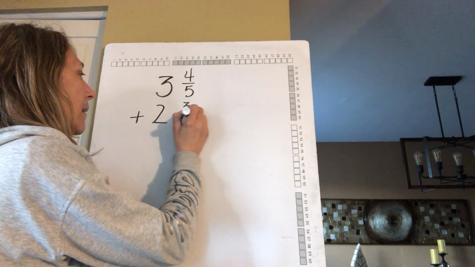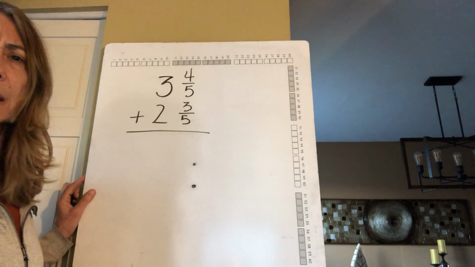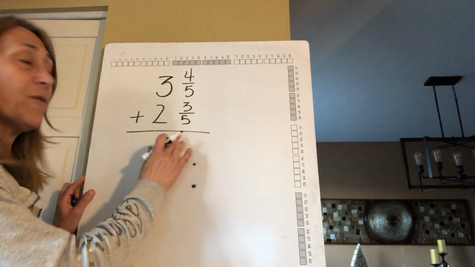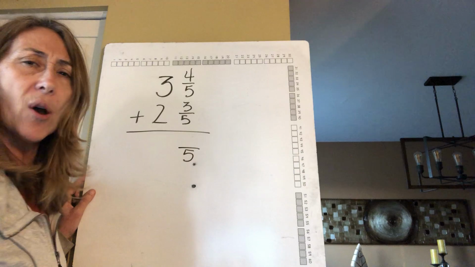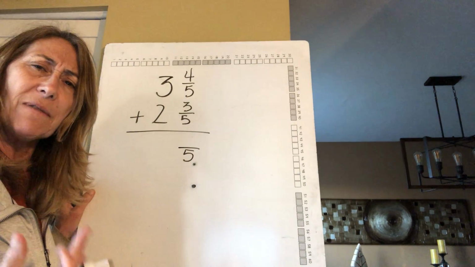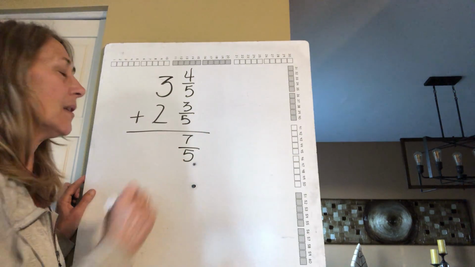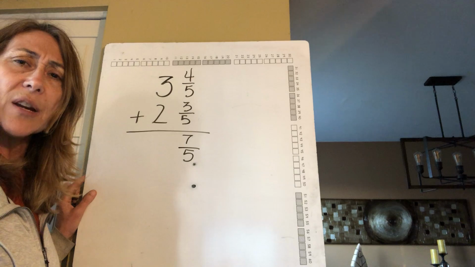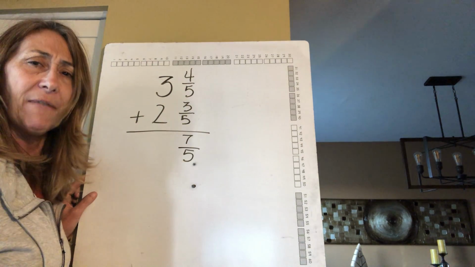Three and 4/5 plus 2 3/5. You're going to add your fractional pieces first. 5 pieces to make a whole. My bottom denominator tells me 5. I add my numerator. 4 plus 3 are 7. 7/5. Once again, a fraction greater than a whole. I know I only need 5 pieces, and I have 7.